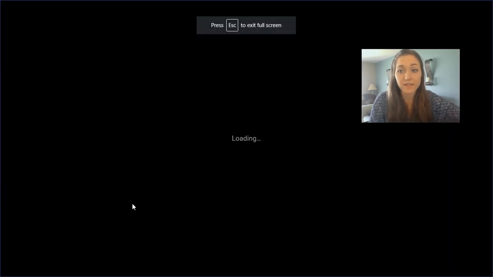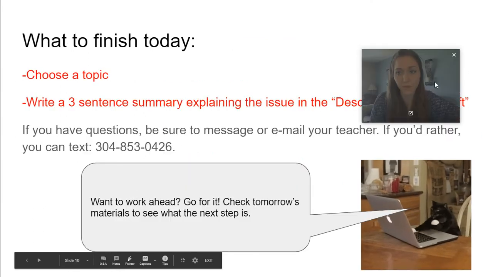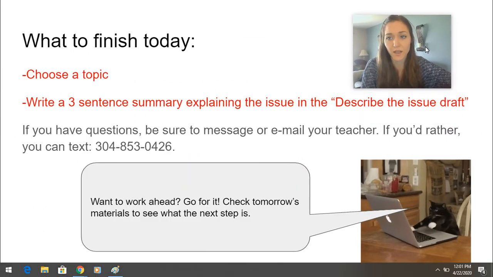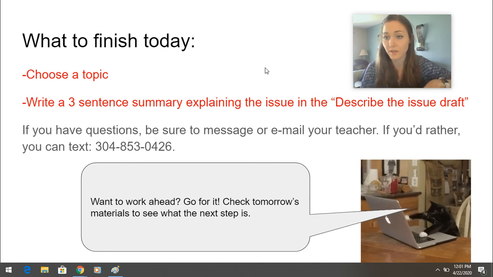And that is it. That's all you've got to finish for today: choose your topic, monsoons, pollution in the Ganges River, urbanization, or poverty in Bangladesh, and write a 3-sentence summary explaining the issue in the describe the issue draft. I will be going over each student's draft and making a comment whether it's you need to fix this part or maybe add to this part, or it looks good, you're good to move on to the next step.